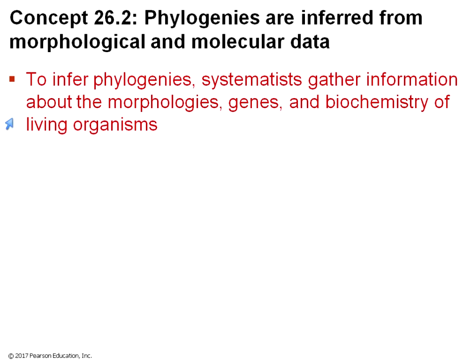To help infer phylogenies, systematists are going to gather information about morphologies, so that's what the organisms look like. They'll gather information about their genes, so their genetic makeup, and also the biochemistry of their living organisms, how the enzymes and chemicals all work together within that organism to do what they do.